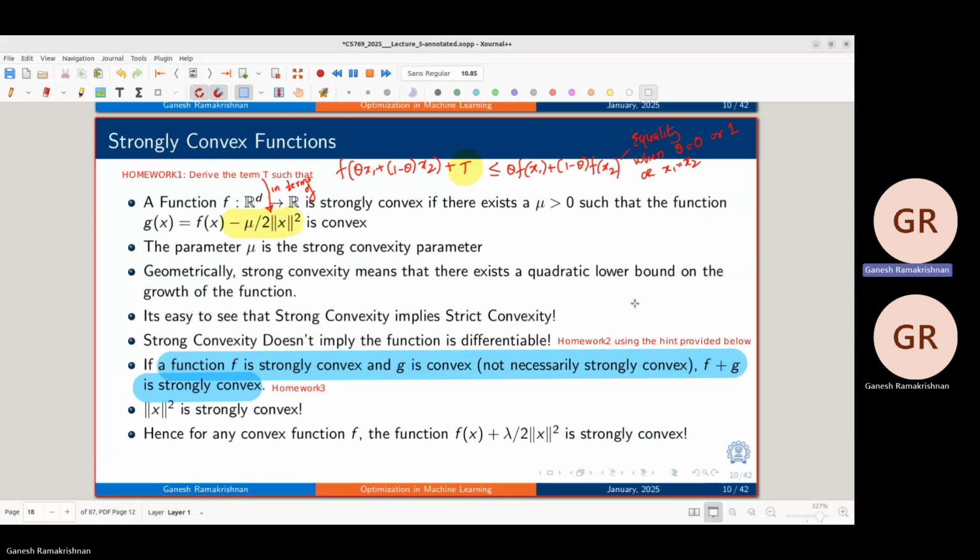I've left a couple of homeworks here. First of all, as a hint, homework 1 is to derive the term T. This is another equivalent definition: T such that f of theta x1 plus 1 minus theta x2 plus T is less than or equal to theta f of x1 plus 1 minus theta f of x2. Blue is not visible, right? I'll write it in red, not pink.